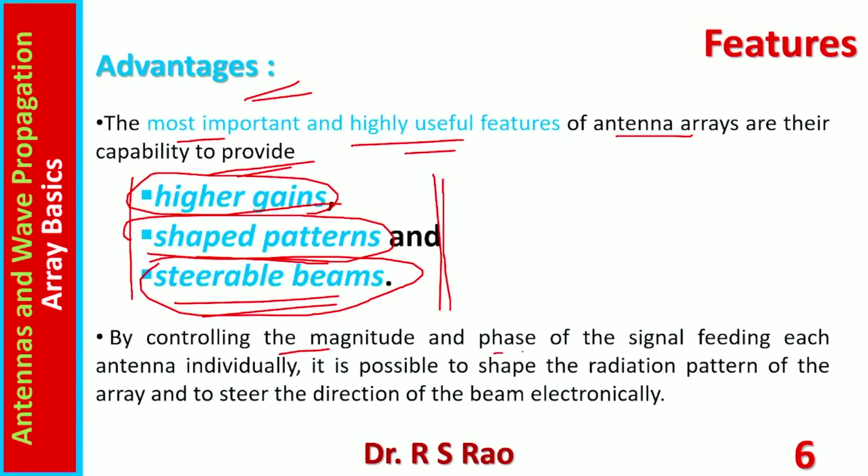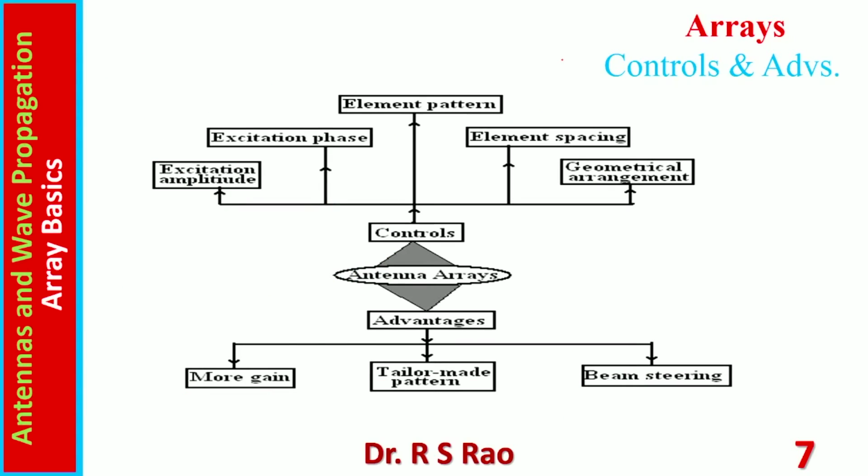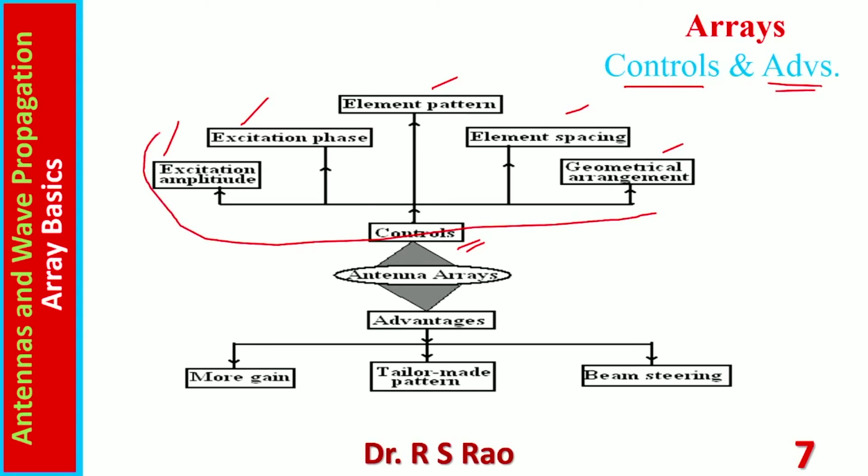By controlling the magnitude and phase of the signal feeding each antenna individually, it is possible to shape the radiation pattern of the array and to steer the direction of the beam electronically. Electronic beam steering is possible only with arrays. Here is given all the things at one place, controls and benefits of arrays. As already mentioned, five controls are there: excitation amplitude, excitation phase, element pattern, element spacing, geometrical arrangement. By varying these controls, one can have the desired pattern or at least a nearly desired pattern. Merits are more gain, tailor-made pattern as per our requirement, beam steering, electronic beam steering.